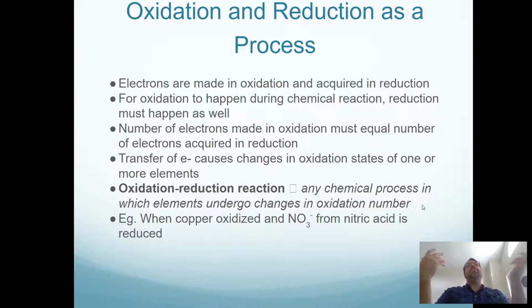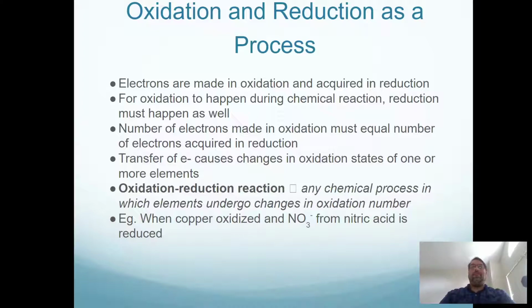Some things to help us balance this out. Electrons that are made in the oxidation process are going to be used in the reduction process. For oxidation to happen during a chemical reaction, reduction has to happen as well. You're not going to get this coming out of nowhere. The number of electrons made in oxidation must equal the number of electrons acquired in reduction. So we have to have the same amount of electrons. The transfer of electrons changes oxidation states, basically meaning that you're going to have some change in an oxidation state if an oxidation reaction occurs.